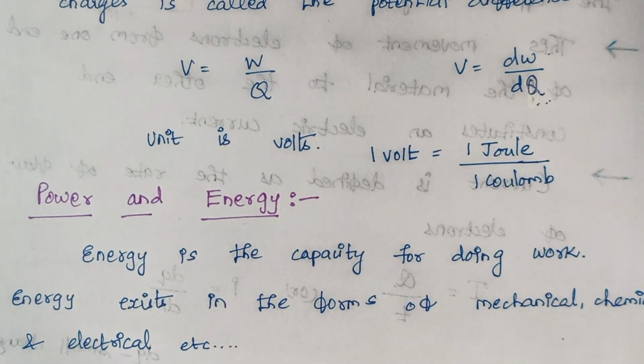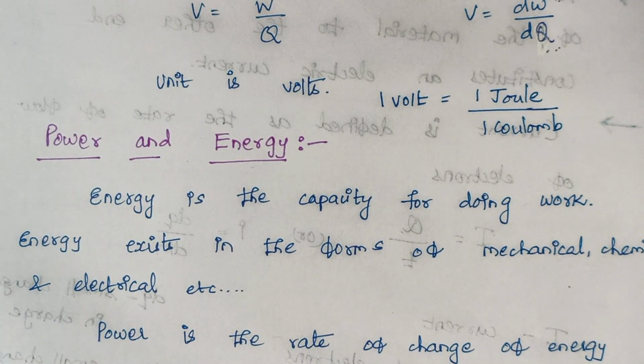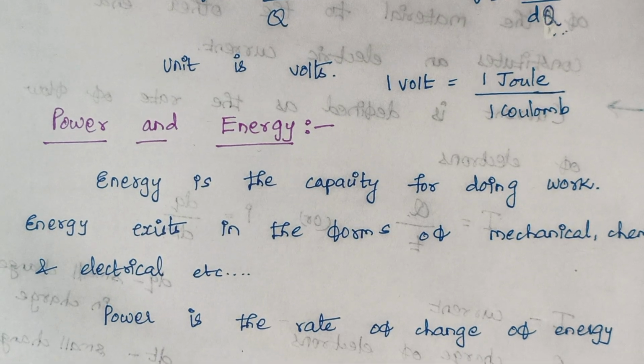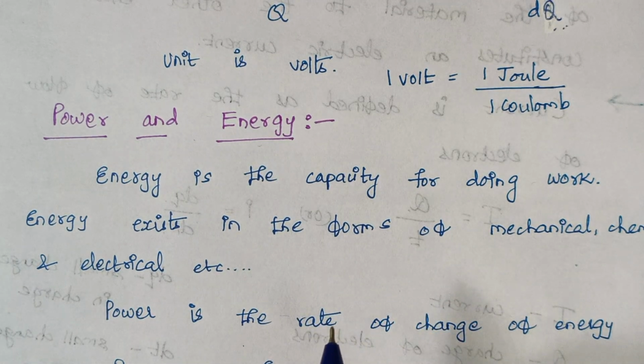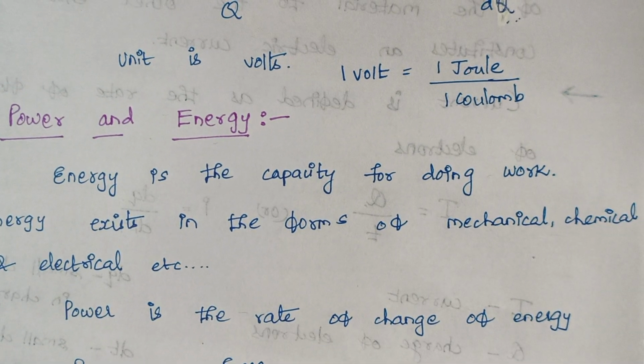Now the next topic is power and energy. As we all know, energy is the capacity for doing work. Energy is the most common term which we use in our day-to-day life also. Energy exists in many forms; technically speaking, the different types of energy are electrical, mechanical, chemical, etc. It goes on. There are many forms of energy.